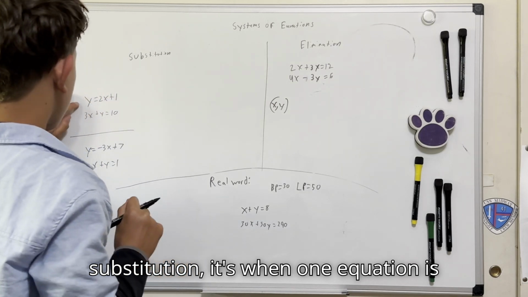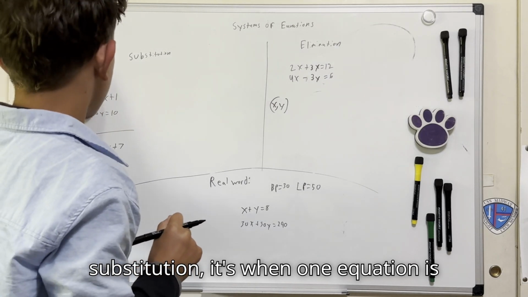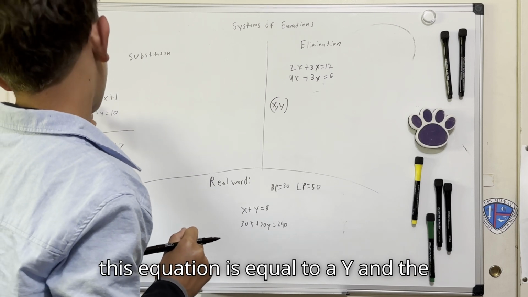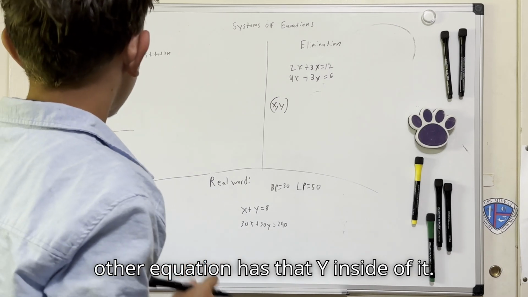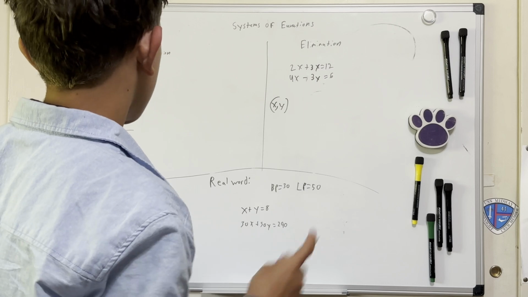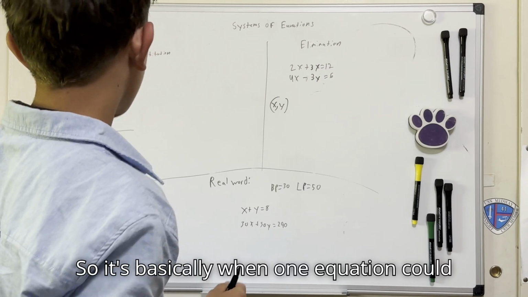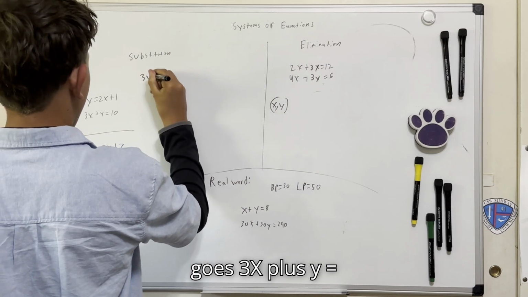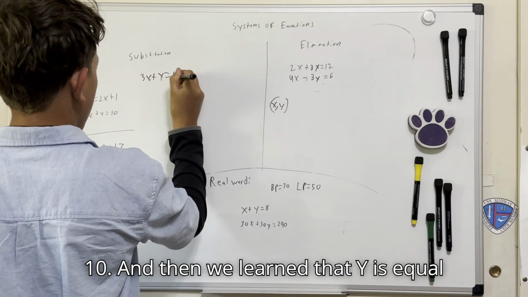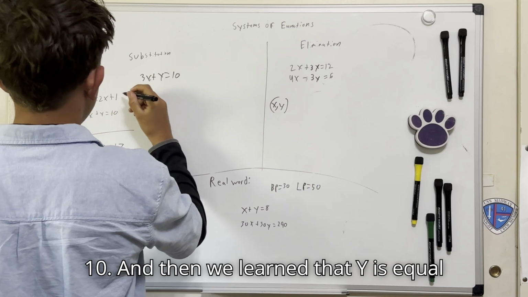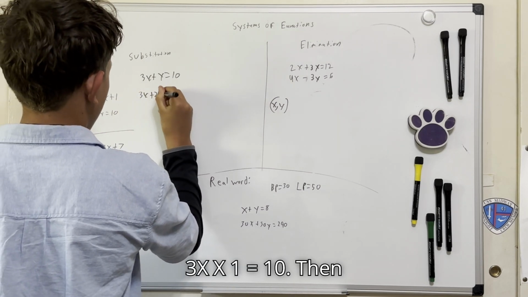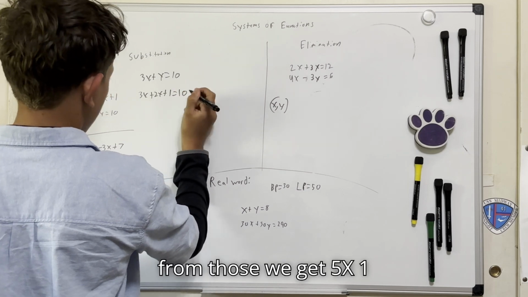So for substitution, it's when one equation is equal to, let's say in this one, a y, and the other equation has that y inside of it. So it's basically when one equation could go into the other. So it goes 3x plus y equals 10. And then we learned that y is equal to 2x plus 1. So that actually makes it 3x plus 2x plus 1 equals 10.